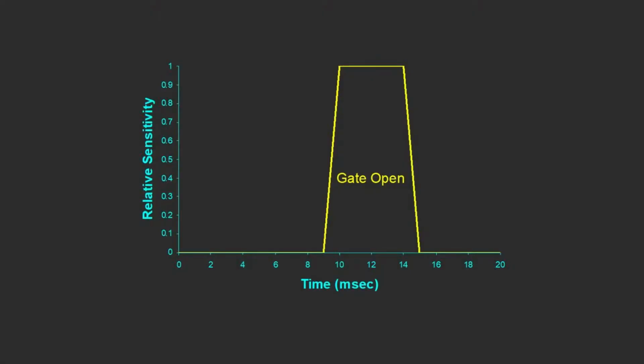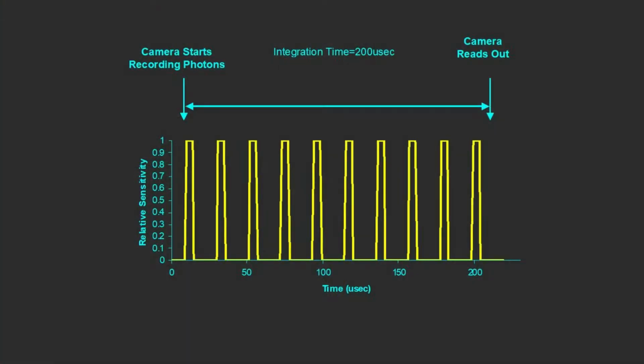If we think of the sensitivity of the camera being 1 when the gate is open and 0 when the gate is closed, then we get a simple sensitivity versus time graph like this. The imaging technique I'll be talking about today takes this process a step further, using a gate that repetitively opens and closes whilst collecting the image. In this case, the camera records photons from several gates before reading out.